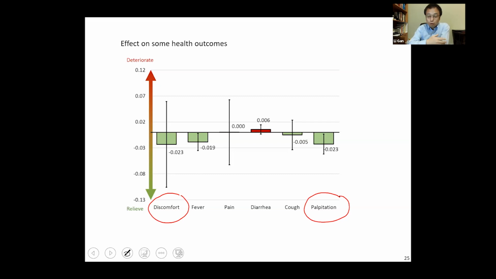We don't have nutrition data, so we don't know, is it because of better nutrition? We know they spend more on food, or is it because of something else? We don't quite know that. So those results should be taken with caution, but we do see some of the health outcomes.